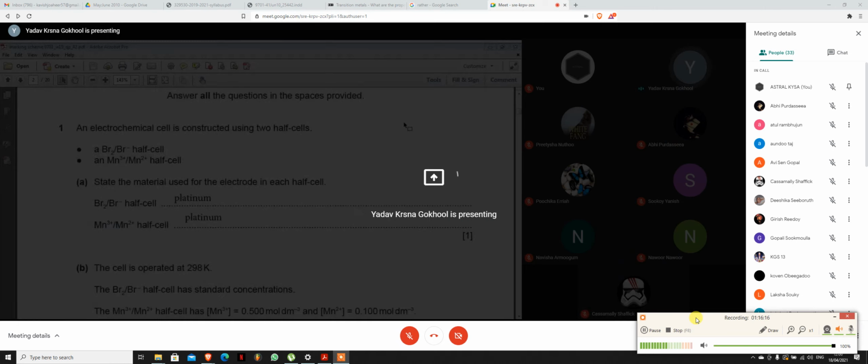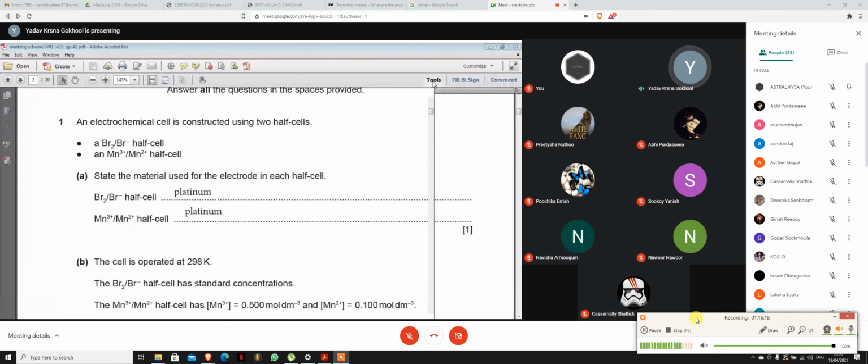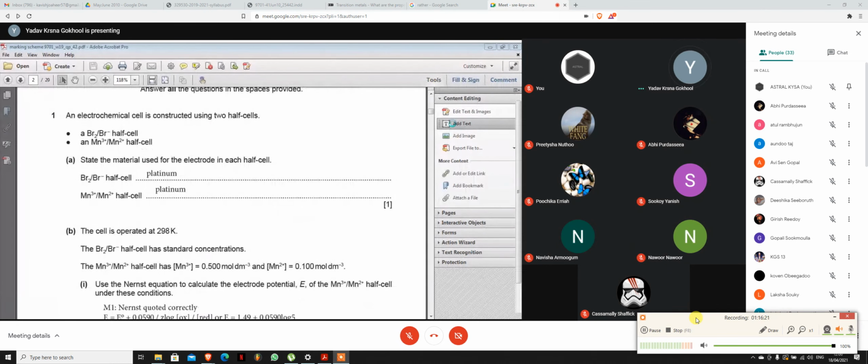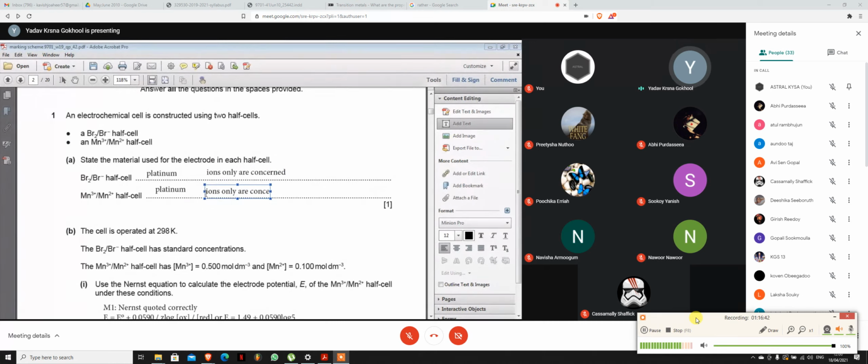Question number 1. You can see both sides there of platinum. Why is that so? It is because ions are concerned. So whenever we have only ions which are concerned, we have to add platinum as a electrode. If we had a metal, then the metal would have been used.